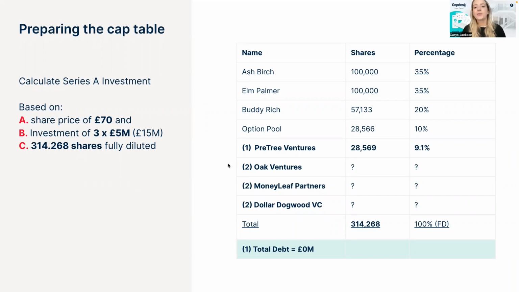And now we know that the full amount of shares with Pre-Tree Ventures is 314.268. And there's no debt left. As you can see here, there's no debt left because that's all been converted. So that's the total amount of shares in the company right now, including the option pool without Dollar Dogwood and Moneyleaf. Just a side note, I did not come up with these names. So let's figure out how much they're going to get.